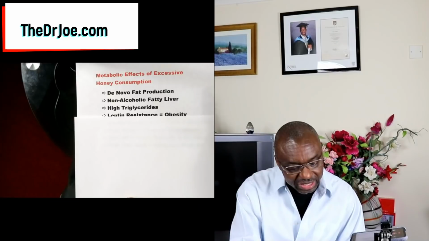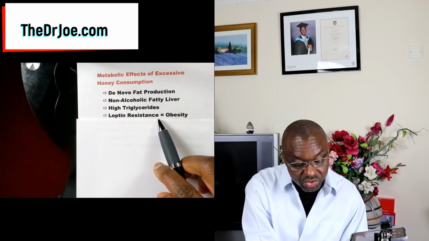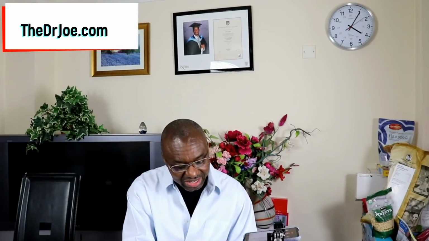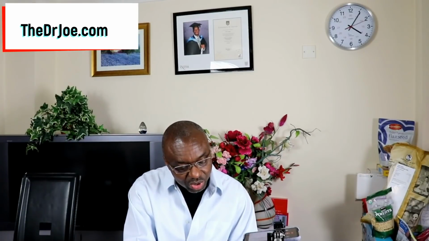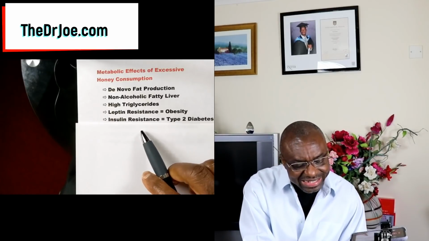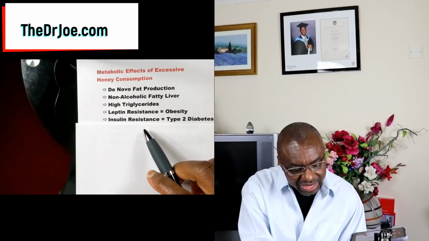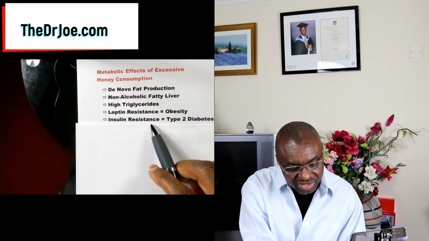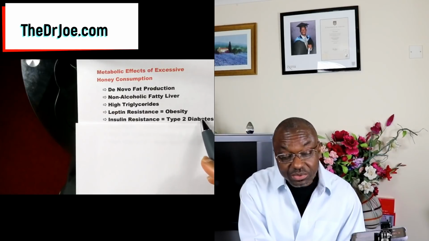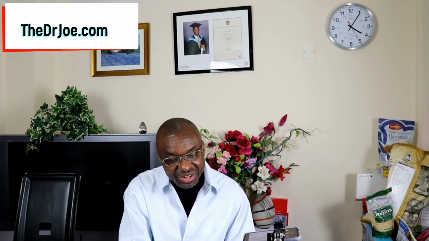Next possible metabolic effect of excessive honey usage is leptin resistance, which will lead to obesity. Let's move on to the next one, and the next one will be insulin resistance. That's the next metabolic effect of excessive honey consumption, insulin resistance, which of course will lead to type 2 diabetes, and we don't want that.